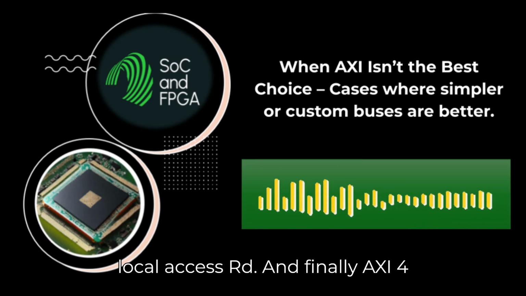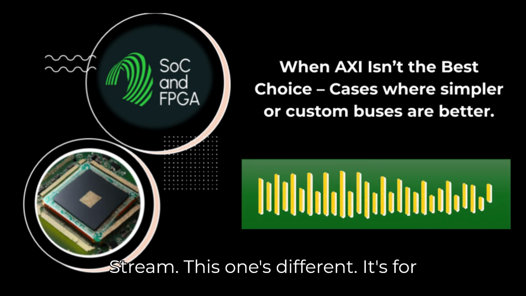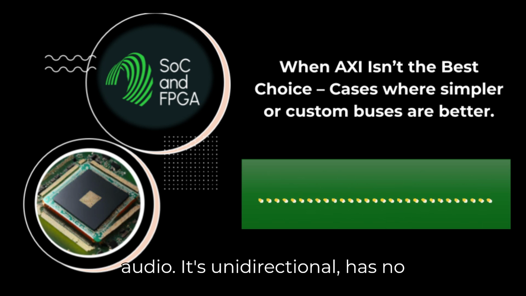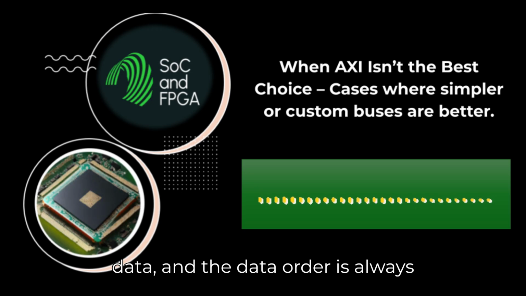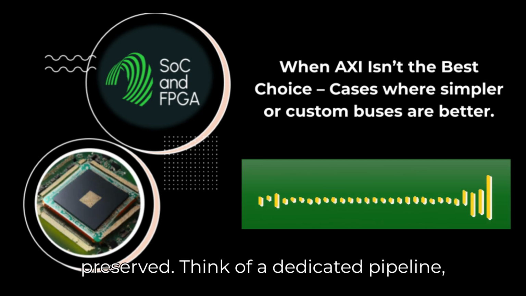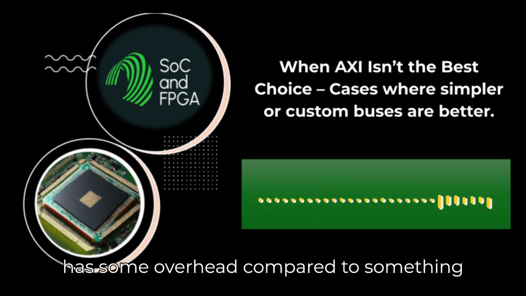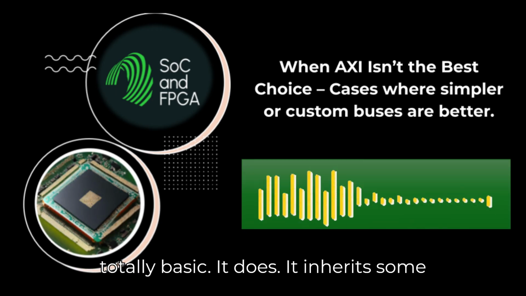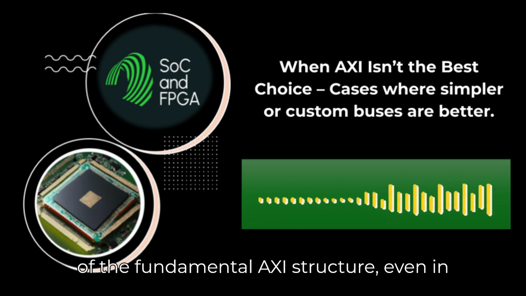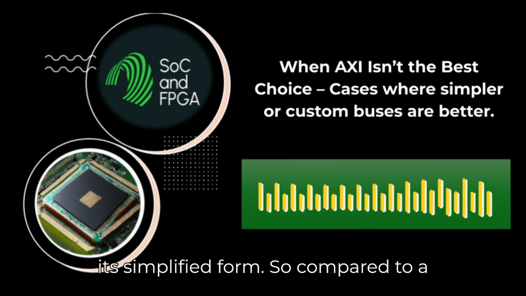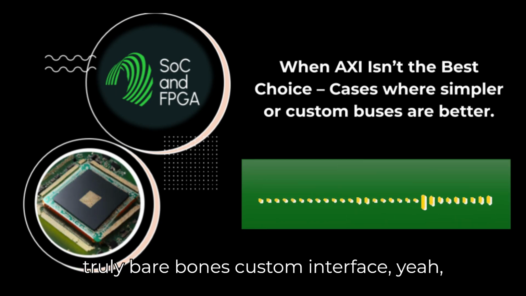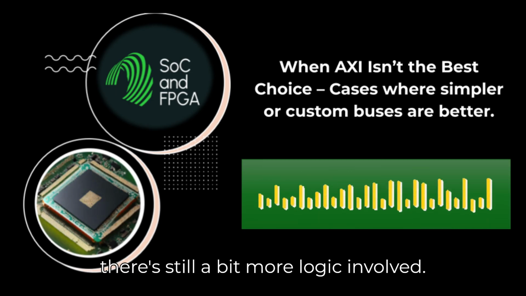And finally, AXI4 Stream. This one's different. It's for high-speed streaming data like video or audio. It's unidirectional, has no addressing, just a continuous flow of data, and the data order is always preserved. Think of a dedicated pipeline. But even AXI Lite, the simple one, still has some overhead compared to something totally basic. It does. It inherits some of the fundamental AXI structure, even in its simplified form. So compared to a truly bare-bones custom interface, yeah, there's still a bit more logic involved.